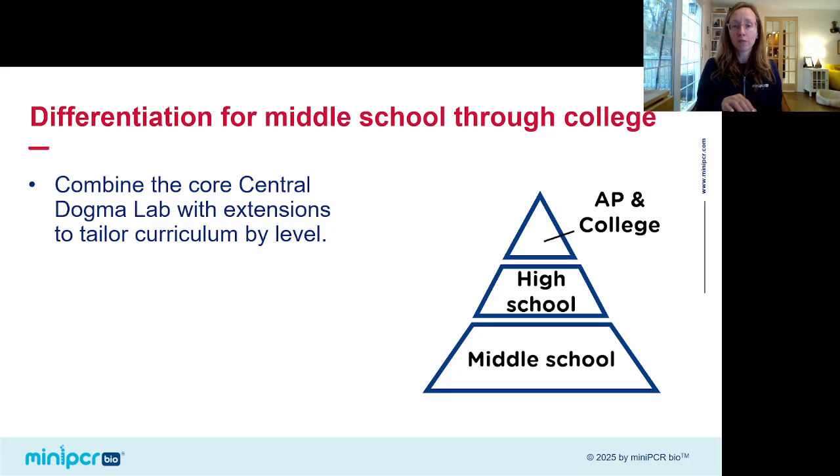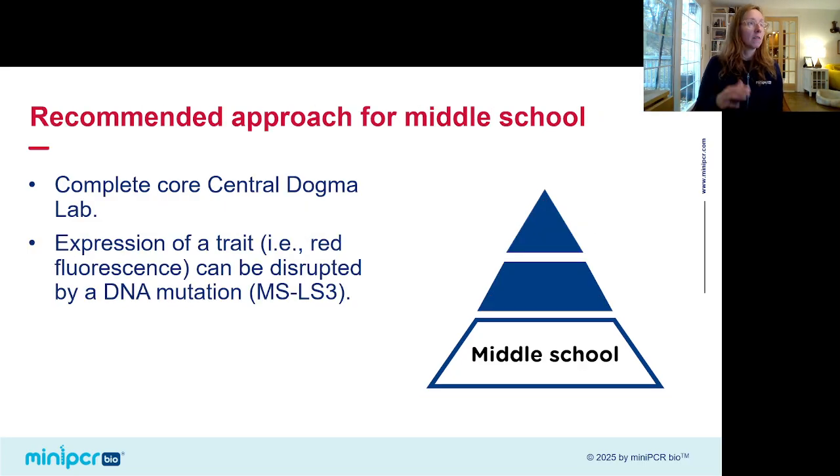And so I'll speak over the next slides to some sample implementations, how you might implement this curriculum for your students depending on which level they sit at. For middle school, we would recommend just completing the core Central Dogma Lab. No extensions included. The core Central Dogma Lab will be enough at that level.